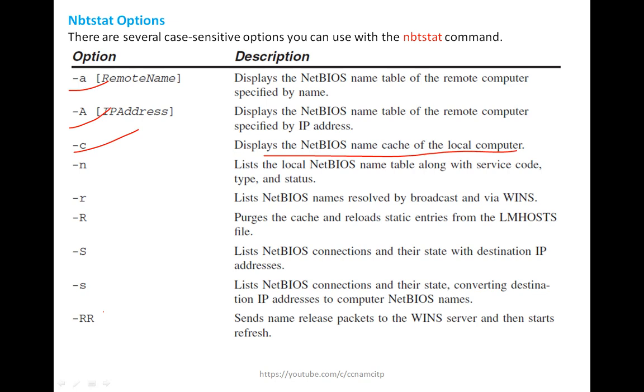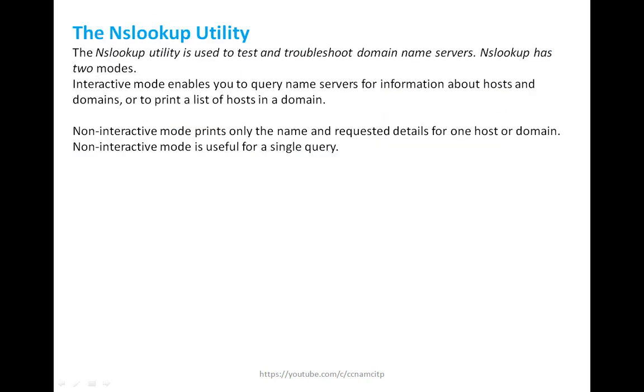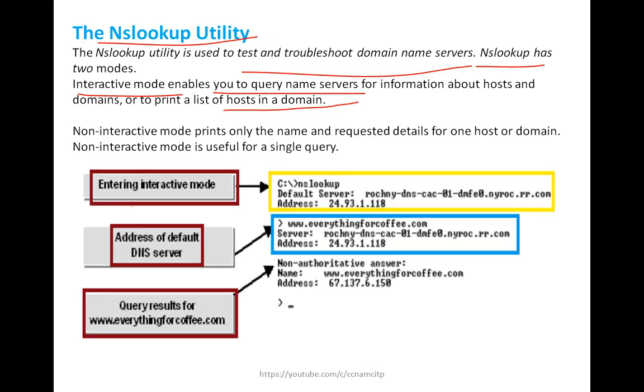Let me move to the next one, and the next one is the nslookup utility. The nslookup utility is used to test and troubleshoot domain name servers. nslookup has two modes. Interactive mode enables you to query a name server for information about hosts and domain names, or to print a list of hosts and domains. The second one is non-interactive mode, which prints only the name and requested detail for the host or domain. Let me show you what it means once again here.